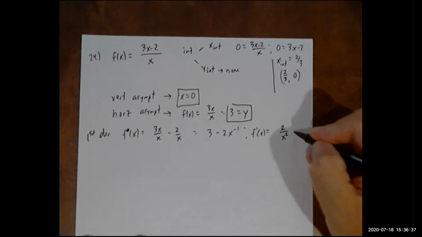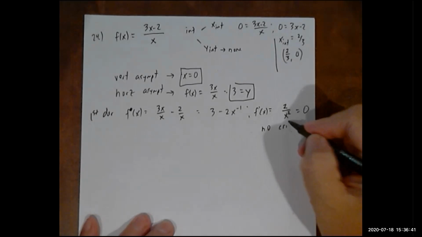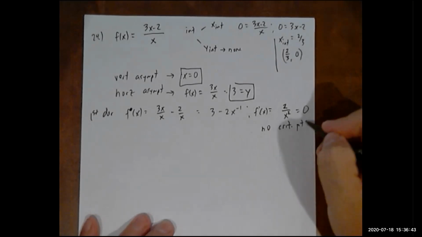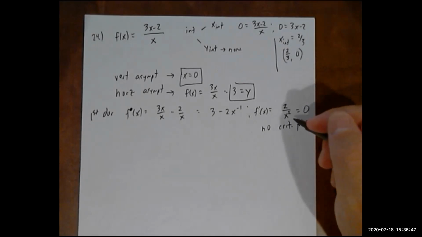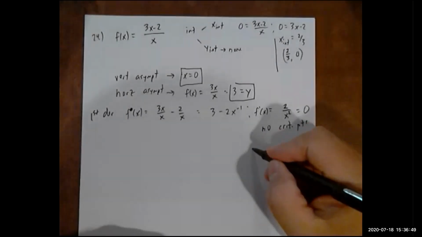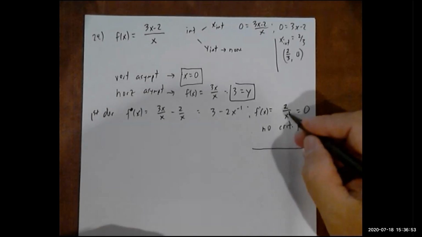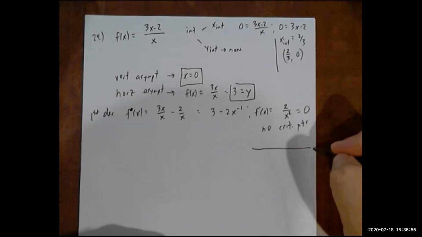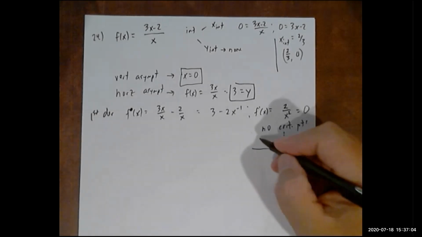Find the critical points, set that equal to 0. It's interesting. Once again, no critical points. There's not going to be any maxes or mins. However, I will have regions I can look at, because when x is 0, because I have an asymptote there, the asymptote breaks it up into two regions.